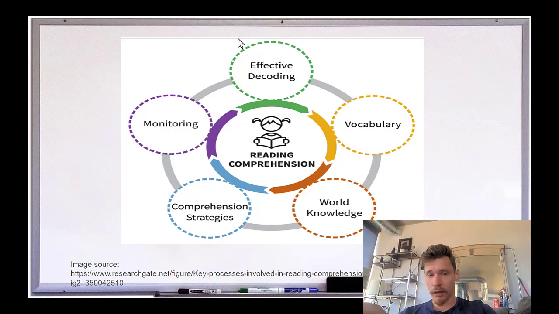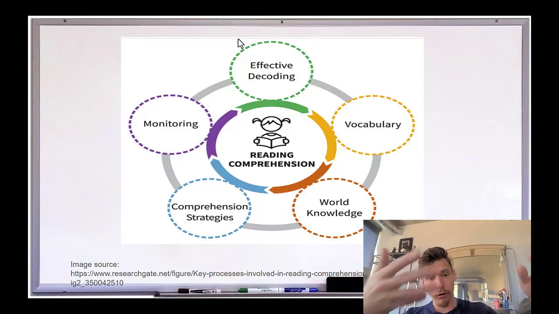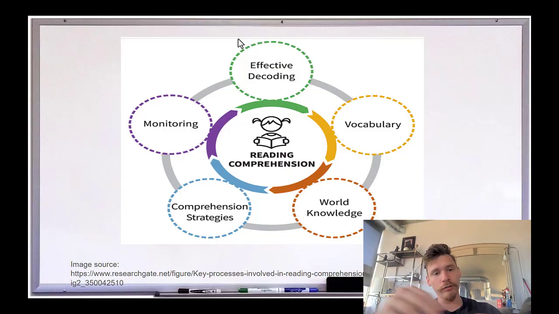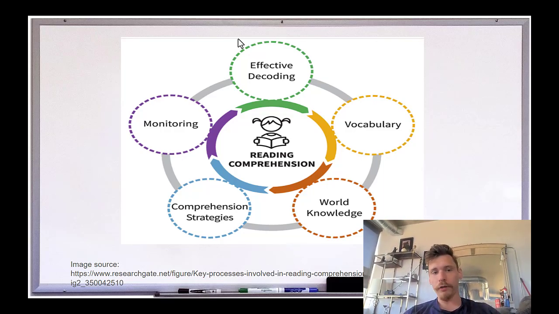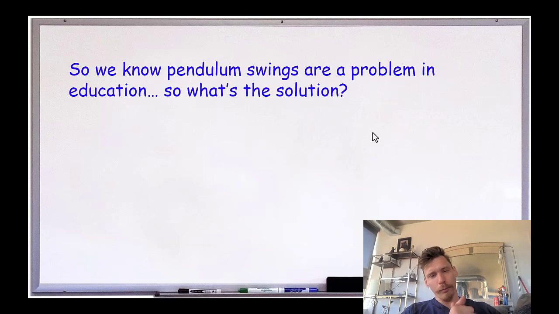So just as some kids need instruction in decoding and phonics, other kids need more direct instruction versus project-based or inquiry learning. So the problem with pendulum swings is that we do a disservice to students who may benefit from practices associated with the other side of the dichotomy, whether that's phonics or reading comprehension or project-based or direct instruction. And there's lots of other dichotomies in the field of education that are pendulum swings. So we know that pendulum swings are a problem in education.